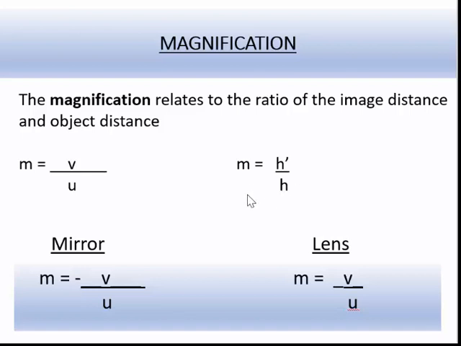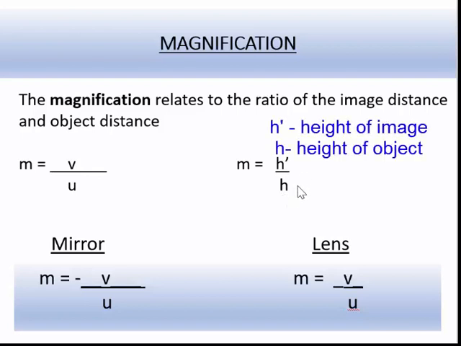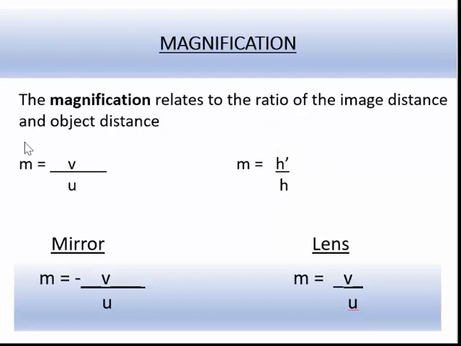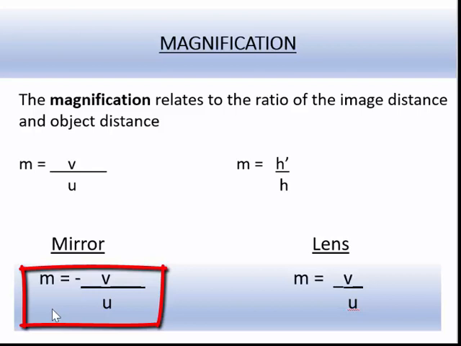In this case, the magnification will become the height of the image to that of the height of the object. So just divide the height of the image with the height of the object, we will be getting the magnification. Now, this is the general formula of magnification, V upon U. In case of mirrors, we write this formula with a negative sign, minus V upon U. In case of lenses, it is simply V upon U.